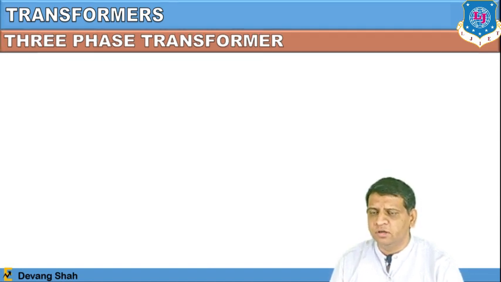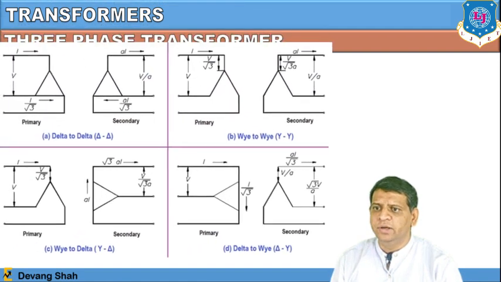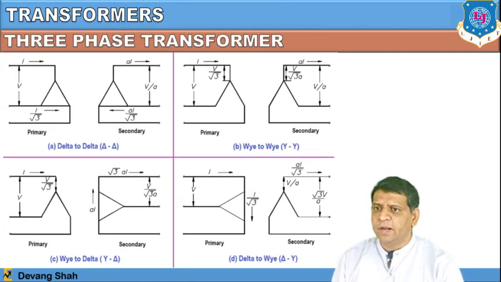Further, discussing all four possibilities: the first case is delta to delta, where the primary and secondary windings are both delta. Case number 2 is Y and Y, where the primary and secondary are both star or Y connection. Case number 3 is Y to delta, where the primary winding is star connected and the secondary winding is delta connected. And the fourth case is delta to Y, where the primary connection is delta and the secondary connection is Y or star. Here conversion is also possible using the factors of √3 and 1 by √3, the same as star and delta.